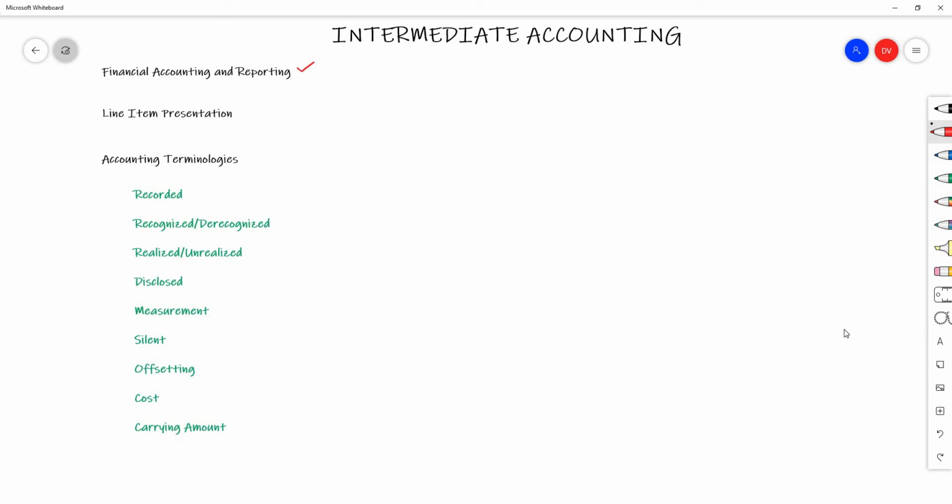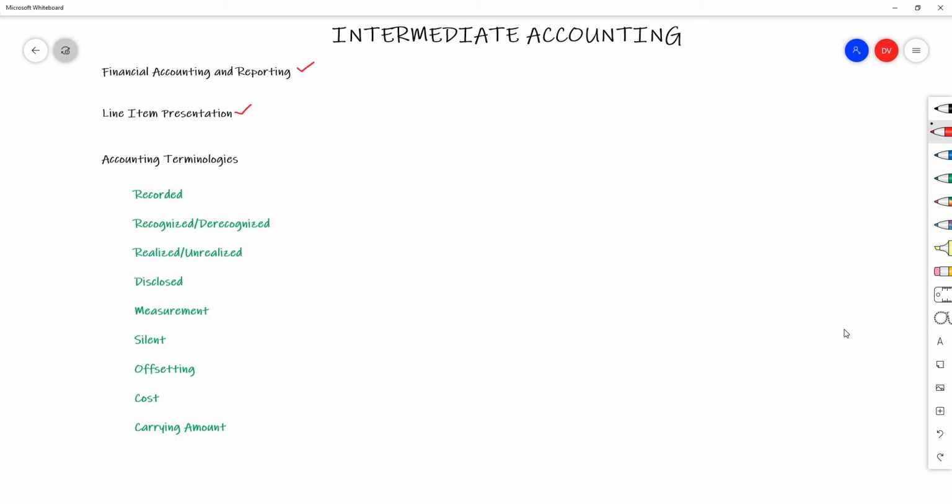So, what is the discipline of financial accounting and reporting? This discipline is the subject in which we study the proper preparation of financial statements. Now, I understand that you already had your Accounting One in which you discussed the basics of the accounting cycle. For financial accounting and reporting, this is where you understand the proper preparation of the financial statements. Aside from that, mostly we will be discussing the line item presentation.